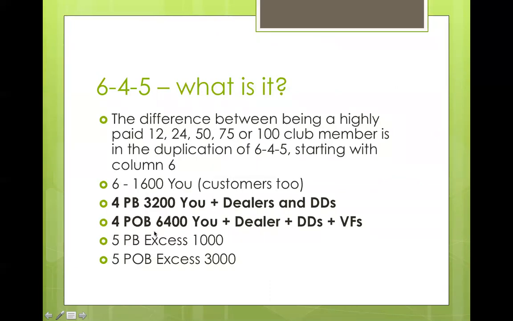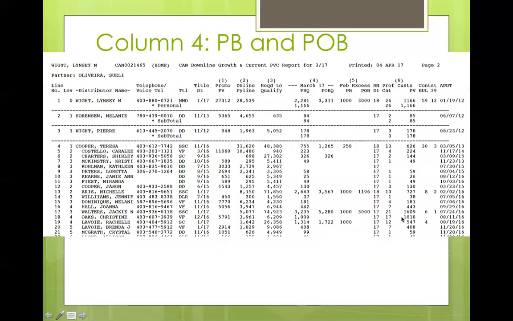And the other number for column 4 is POB, and this is for sales coordinators and above. You want the number to be 6,400. I know to be POB qualified, you only need 3,000, but it's you plus your dealers, plus your direct distributors, plus your VFs. That's 6,400. So now look at these numbers for Lindsay. Column 4, PBQ and POBQ.